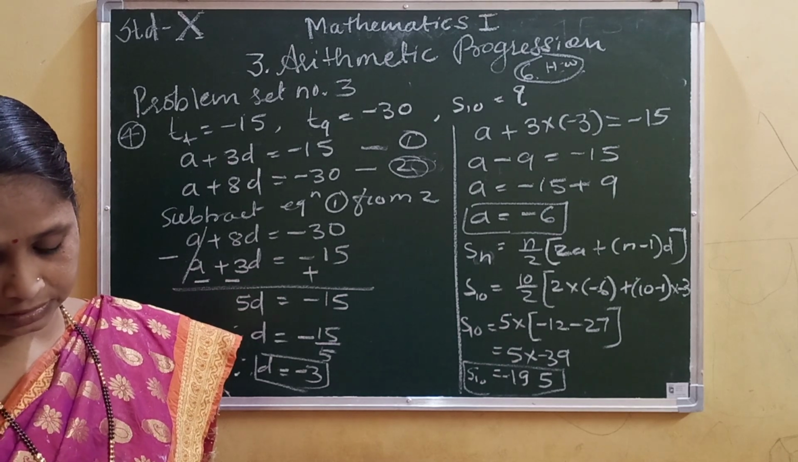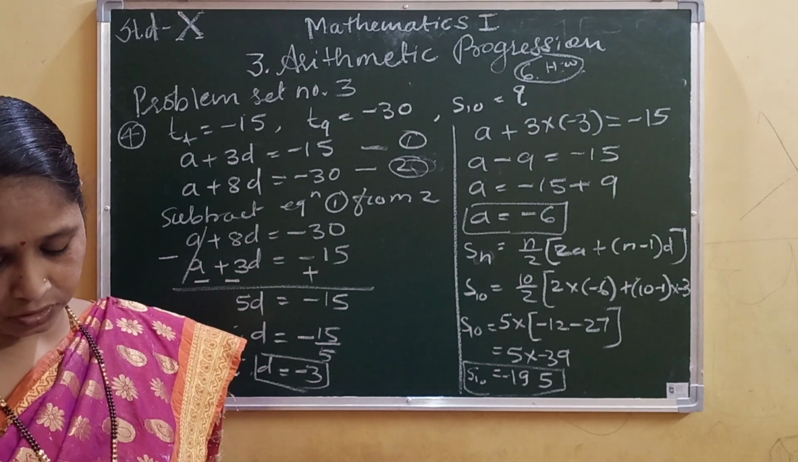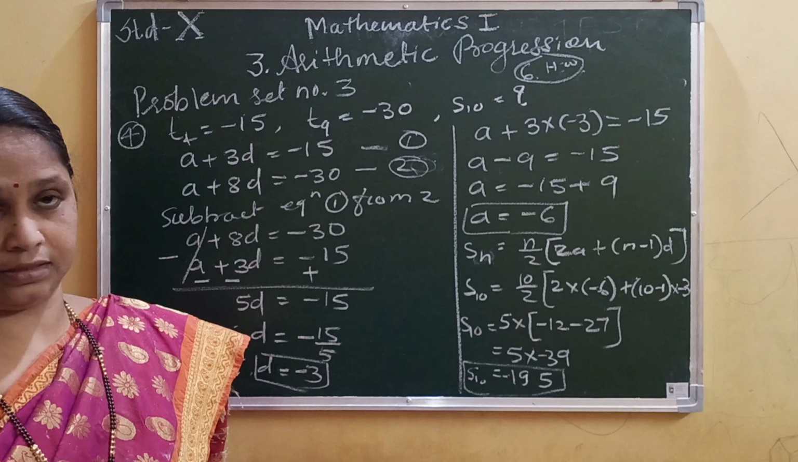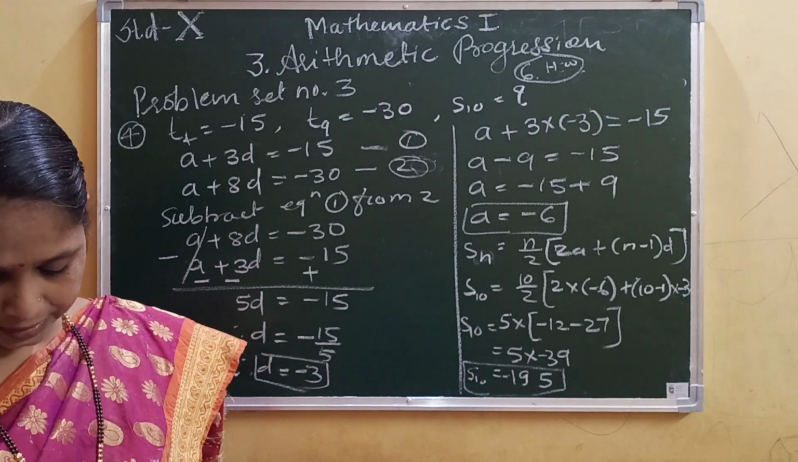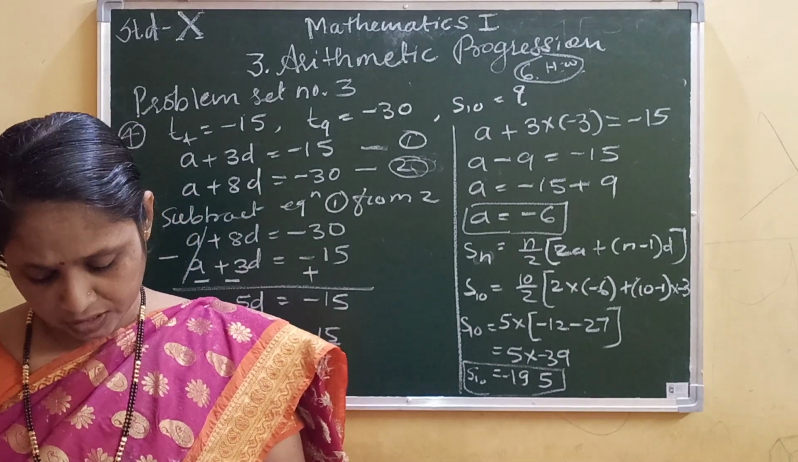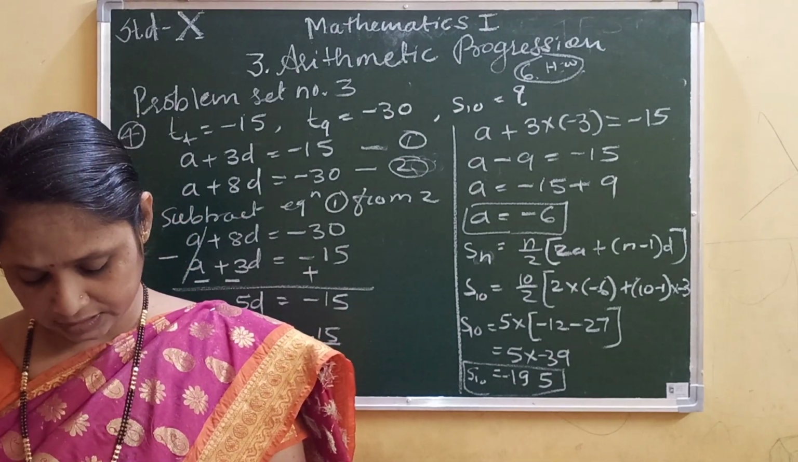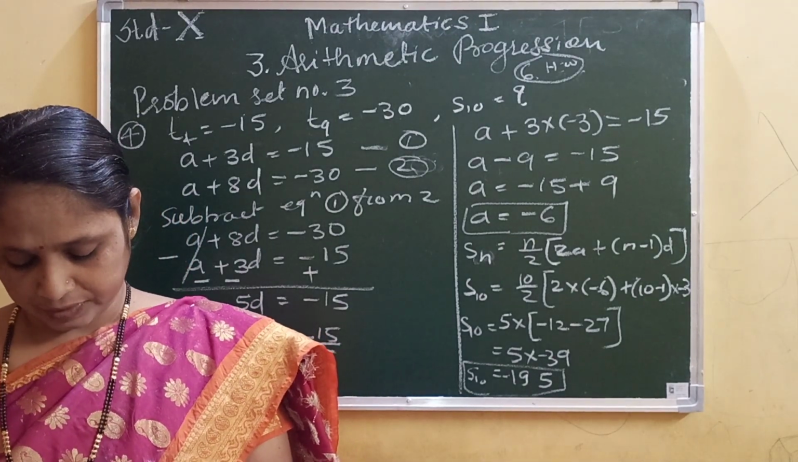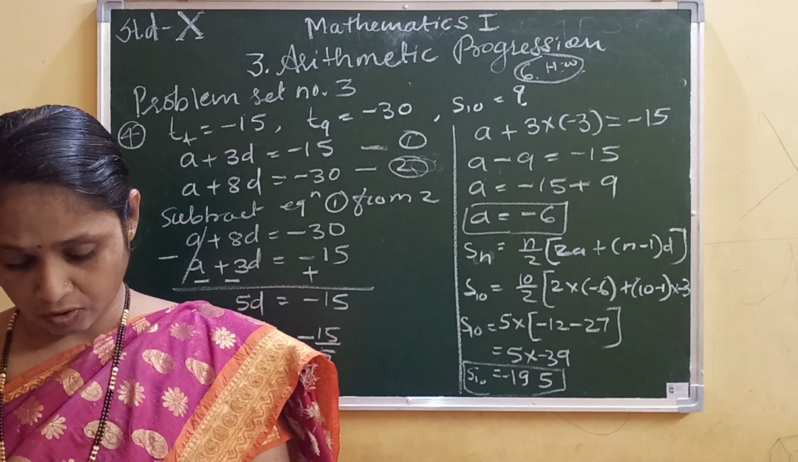Now the second, third, fourth and sixth you are going to solve, and the eighth also you will solve. Now 8c: the sum of 1 to n natural numbers is 36. Then find the value of n.